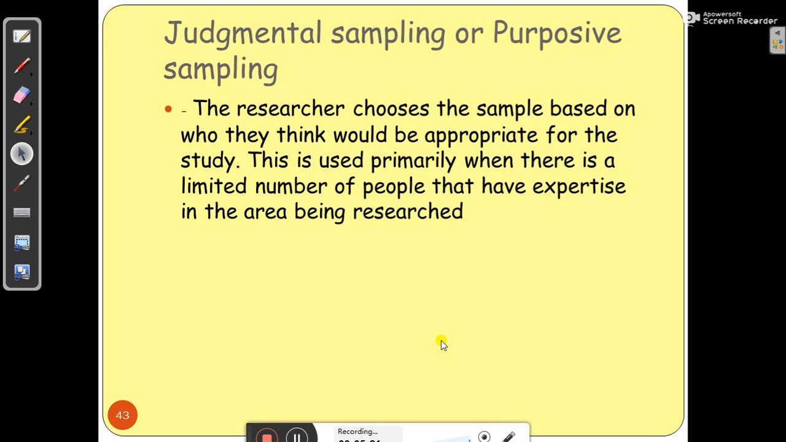Next is judgmental sampling, or purposive sampling. The researchers choose the sample based on who they think would be appropriate for the study. This is used primarily when there is a limited number of people with expertise in the area being researched. So it's judgmental, based on some study of the samples they try to select.